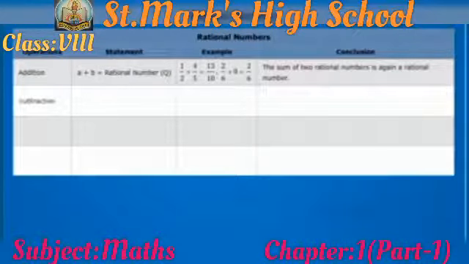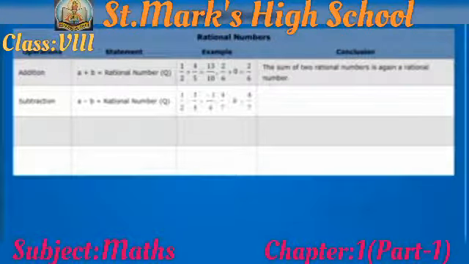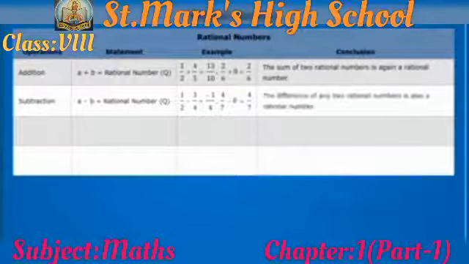Under subtraction, the difference of two rational numbers is also a rational number. For example, 1 by 2 minus 3 by 4 is equal to minus 1 by 4, or 4 by 7 minus 0 is again equal to 4 by 7. It concludes that the difference of any two rational numbers is also a rational number.